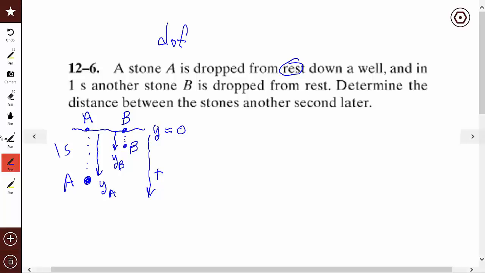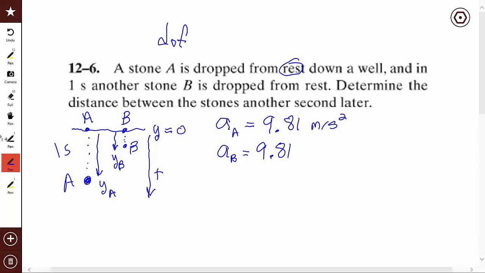But anyway, what I know is that the acceleration of A is equal to 9.81. That's the acceleration of gravity, 9.81 meters per second squared. And the acceleration of B happens to be the same thing because I'm dropping them, I'm not touching them, so 9.81. They're both positive because they're both accelerating downward, and that downward has been chosen to be the positive direction.